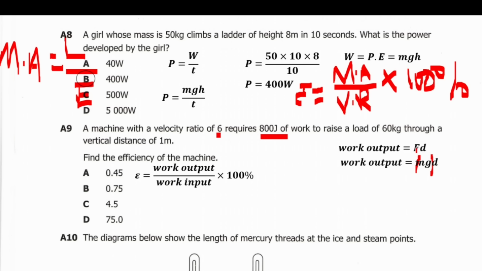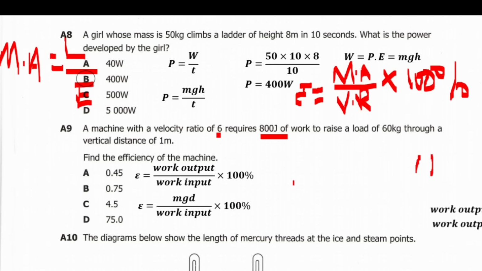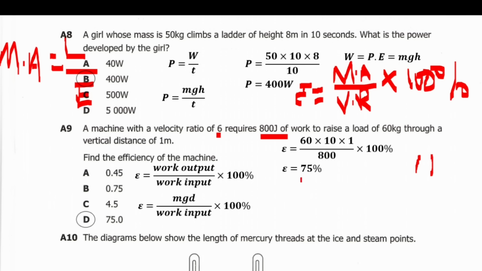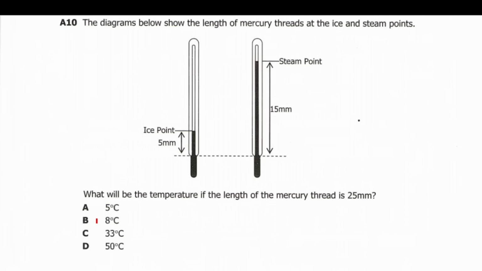So work output will be equal to force times distance, so work output will be equal to mgd. Replace where there's work output with mgd. Then we substitute m with 60, g with 10, d with 1 meter. Where is the 10 coming from? Acceleration due to gravity. Then work input with 800 joules. So 60 for mass, 10 for acceleration due to gravity, 1 for distance, divided by 800 for work input. When you evaluate this, you get 75. And this means that our answer is D.